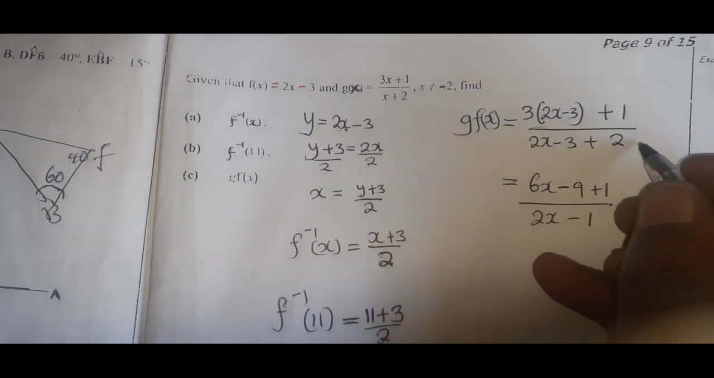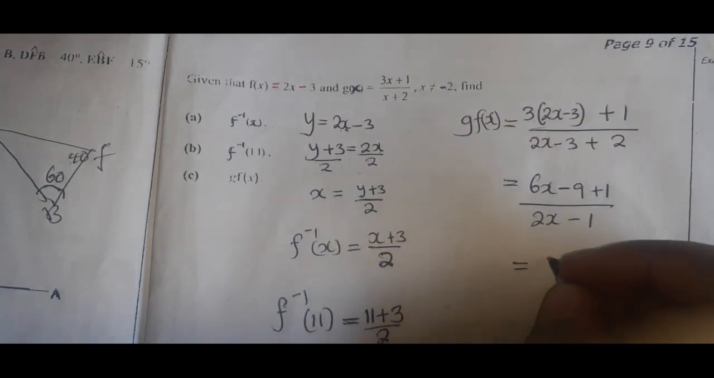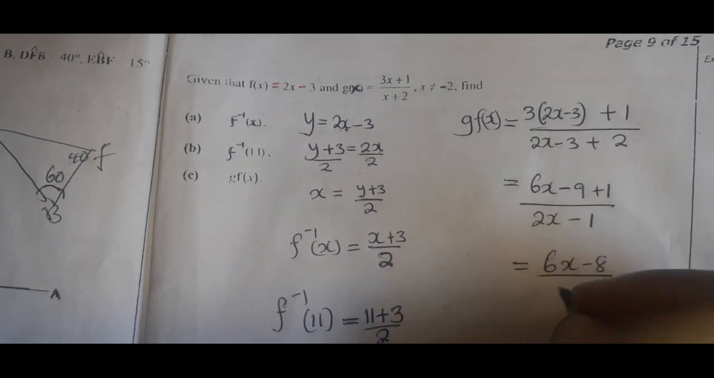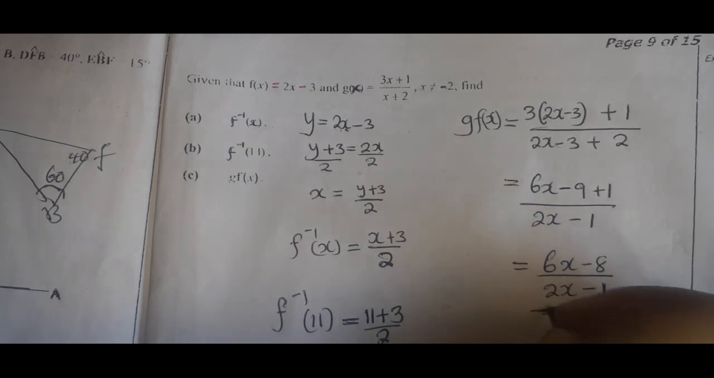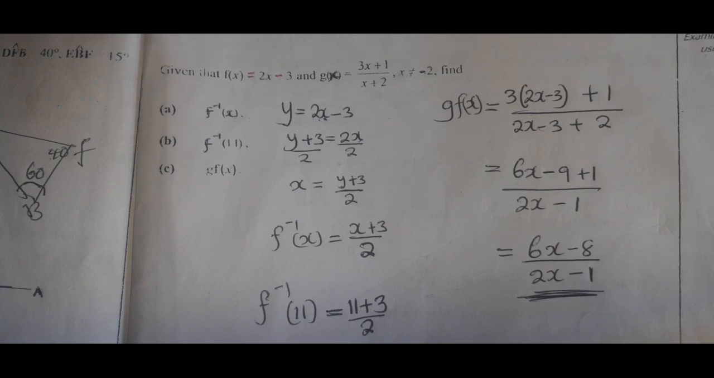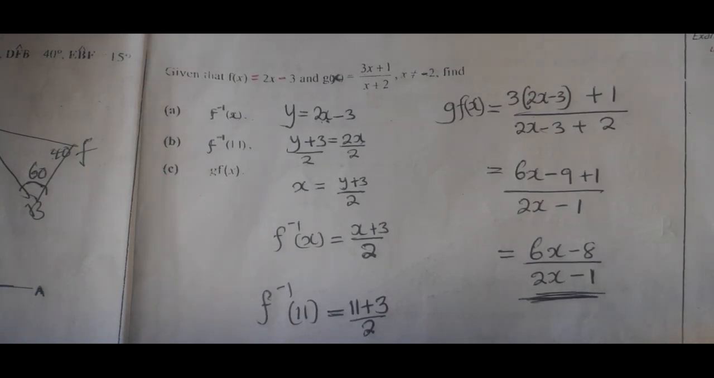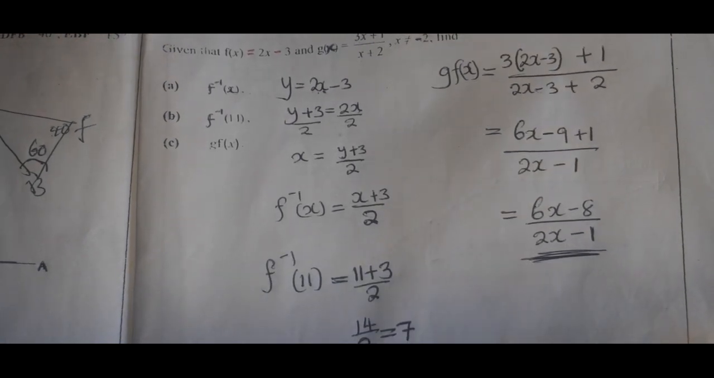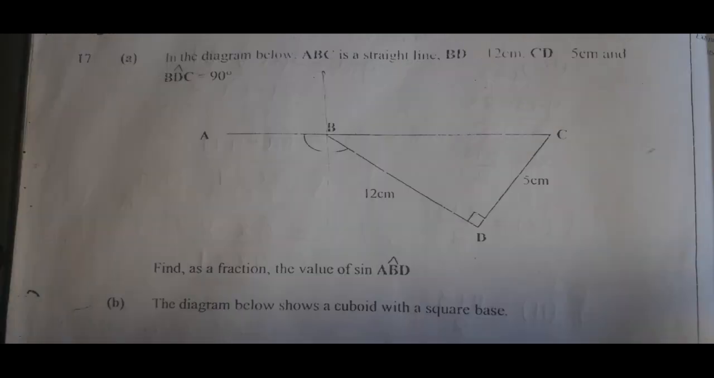When you simplify the like terms here, it will give you minus 1. You go on and say (6x minus 8) over (2x minus 1). This is what you're going to get as your answer here. So we go to the next question.